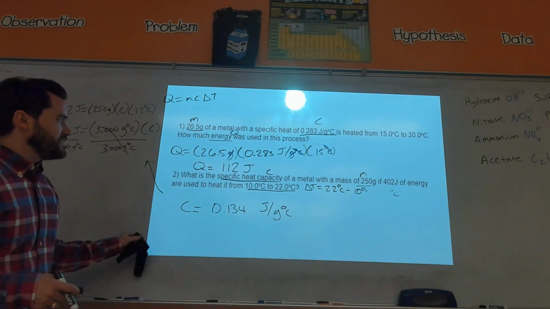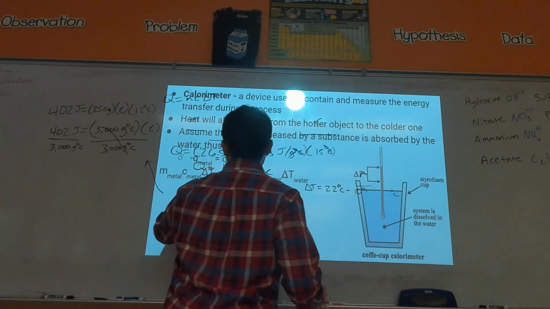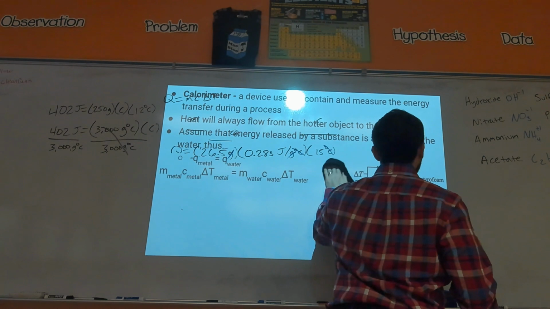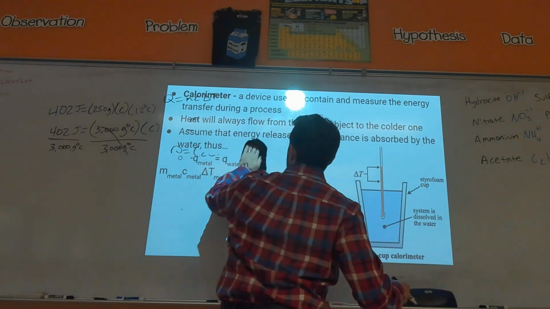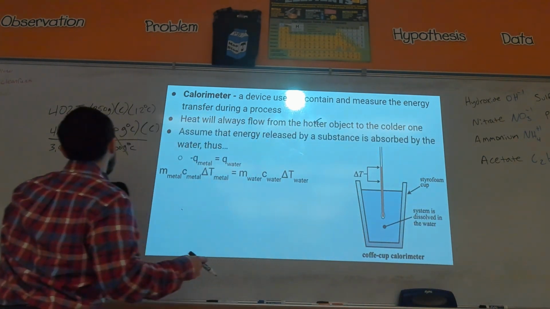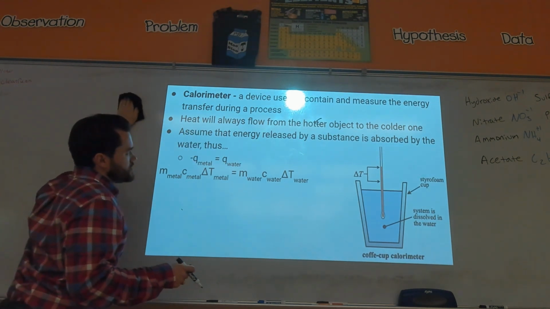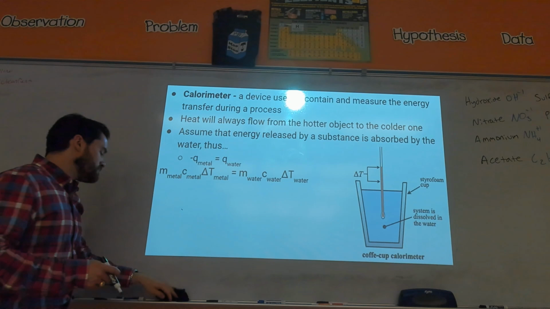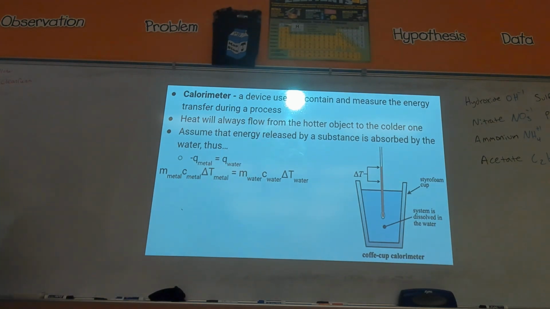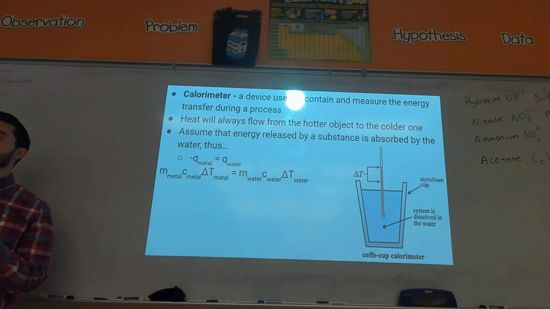All right. So, moving into, what is a calorimeter? Well, a calorimeter is a device that will measure how heat moves from a hotter object to a colder object. So in other words, it's a device that measures the transfer of energy. How exactly is energy being transferred?